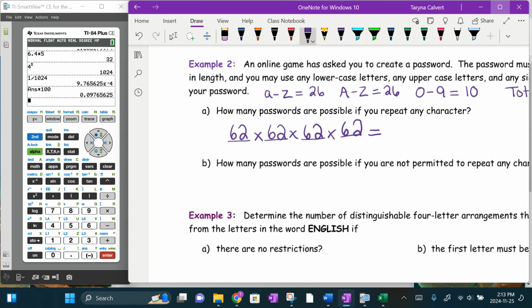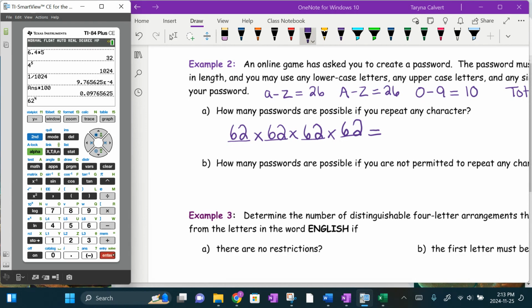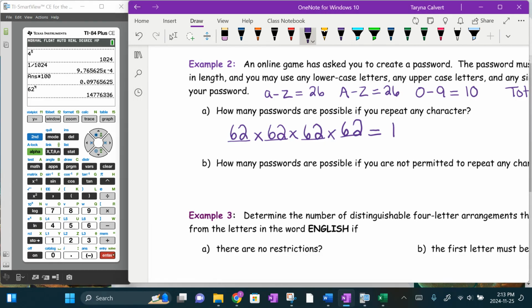Okay, so if there's no restrictions, then this would be the same thing as 62 to the exponent of 4. So that's 14,776,336 different passwords you can create, which might seem like a lot, but it's actually not really secure. What cracks codes now? Robots, computers, right? If you were doing this with paper and pencil, would you be there for a while? Yeah, that's not how hackers get into your stuff anymore. They have computer programs that can run through stuff super quick.